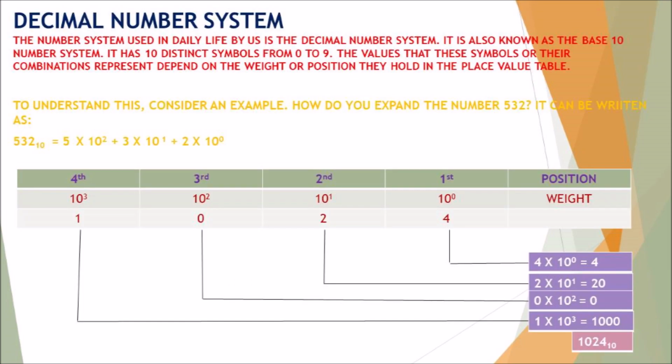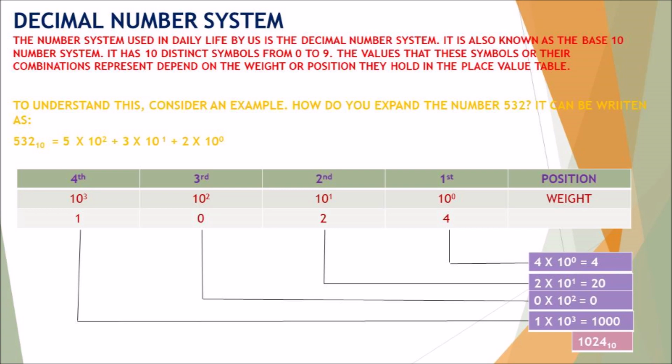First, we will start with the decimal number system because it is the most commonly used number system in our day-to-day life, even in mathematics. We said that the decimal number system has the base value as 10. It means that it has 10 numbers, starting from 0 to 9. So here you see the example, 532 base 10. Whenever you write a number in a number system, you must mention the base value clearly. So 532 base 10.